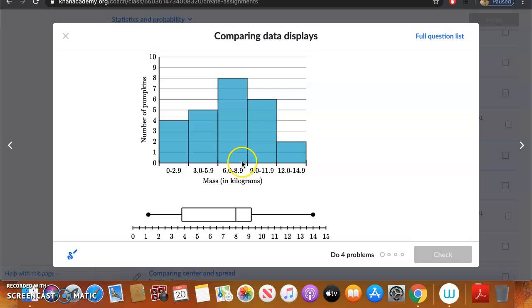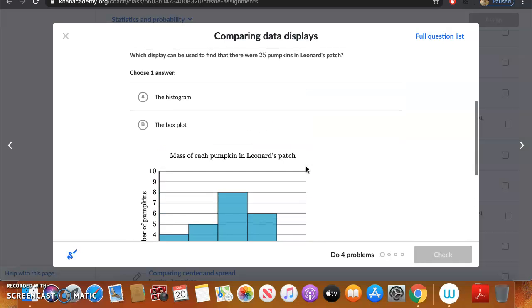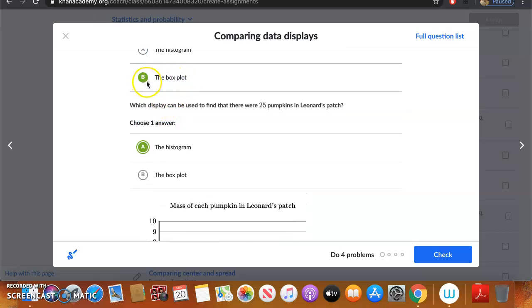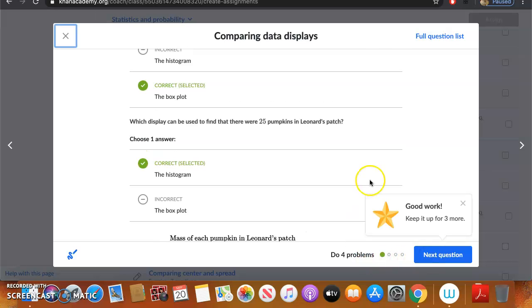However, here, this is obvious because we can count how many pumpkins there are. There's 4 here, there's 5 here, there's 8 here, and so on. So all you have to do is add up the buckets or the bins. So in this one, the histogram seems to be the winner. When you need to find out exactly how many pumpkins there are, the histogram's the way to go. Or if you need to know the maximum or minimum values, then the box plot is. Okay, and that is correct.